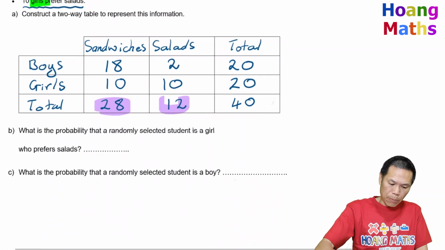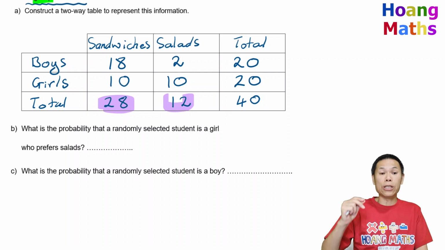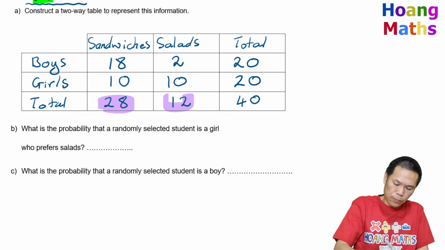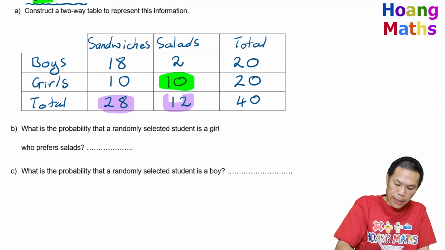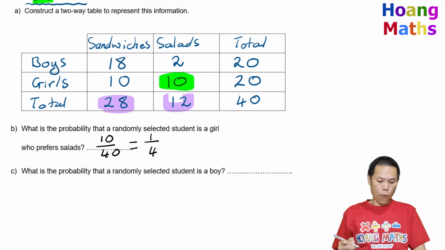Now, part B. Let me move this up a bit. What is the probability that the randomly selected student is a girl who prefers salads? So girls who prefer salad will be this box here, which is 10 over the total number of students, which is 40. So that means 1 over 4.